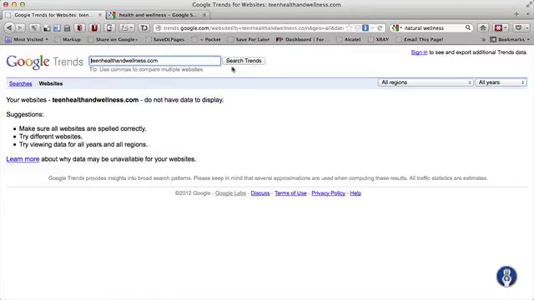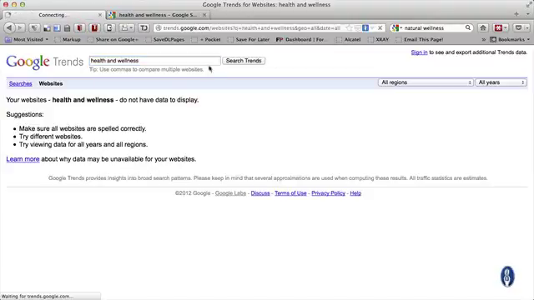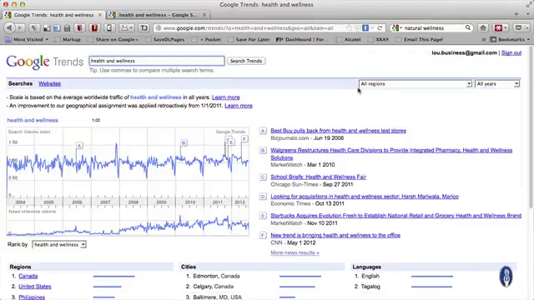Okay, again, not a whole lot of information. So what if I just did health and wellness as keywords? There's got to be stuff there, right? Okay, let's look at it this way. There we go. Okay, this is better.